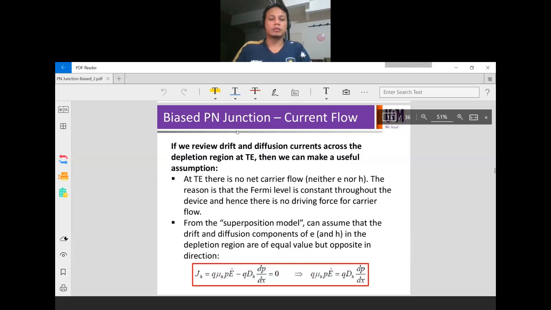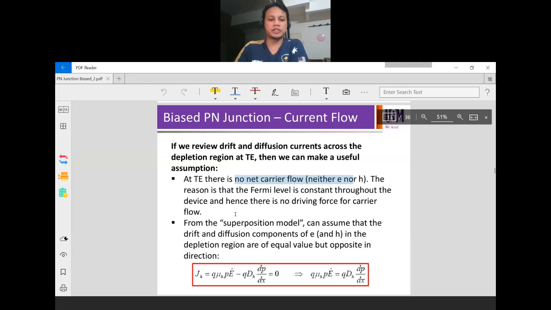So if you review drift and diffusion current across the depletion region at thermal equilibrium, we can make a useful assumption. This one is at thermal equilibrium. At thermal equilibrium, there is no net flow of carriers, because the carriers just stop moving, and the reason is that the Fermi level is constant throughout the device and hence there's no driving force for carrier flow. So the moment you see the Fermi level is aligned, that means there's no net carrier flow, right?